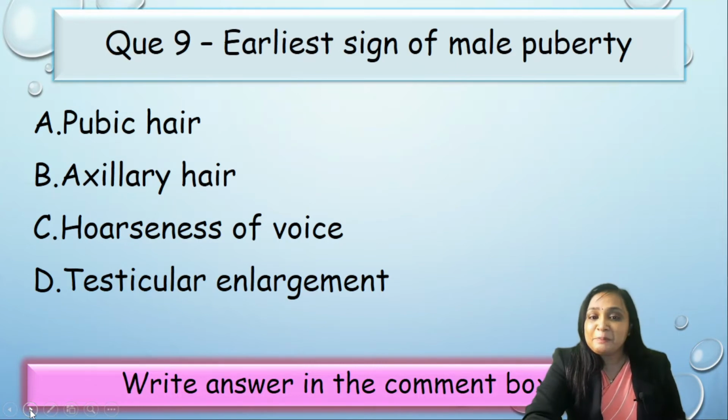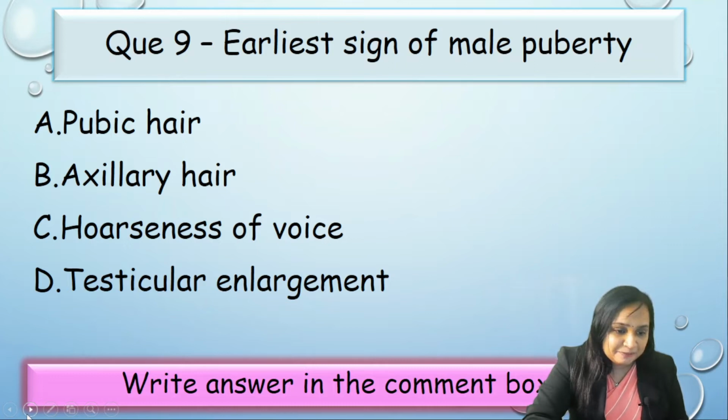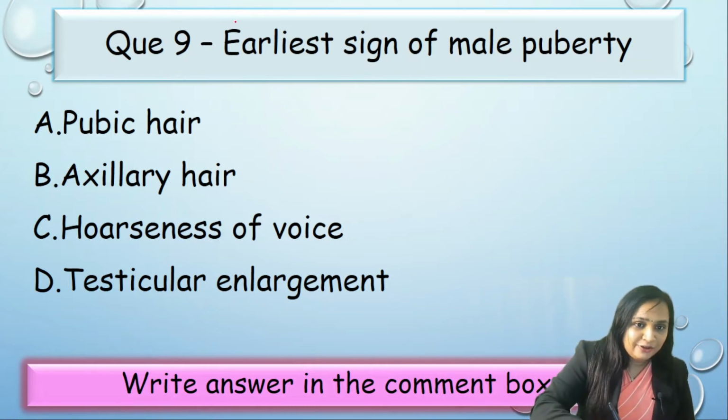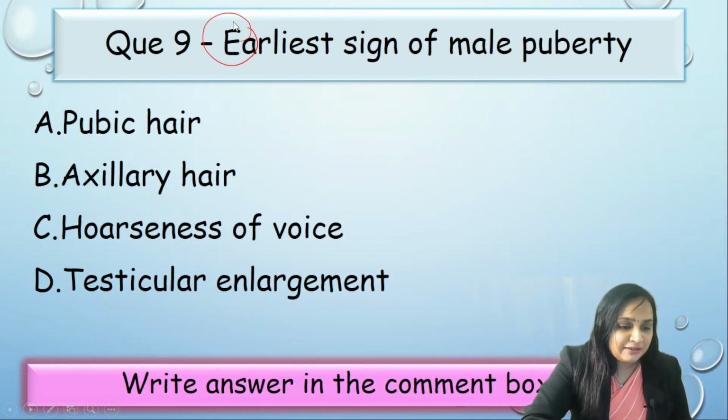Question number 9. Earliest sign of male puberty is A, pubic hair, B, axillary hair, C, hoarseness of voice, or D, testicular enlargement. Here we are talking about the first sign, right? That has to be ticked.